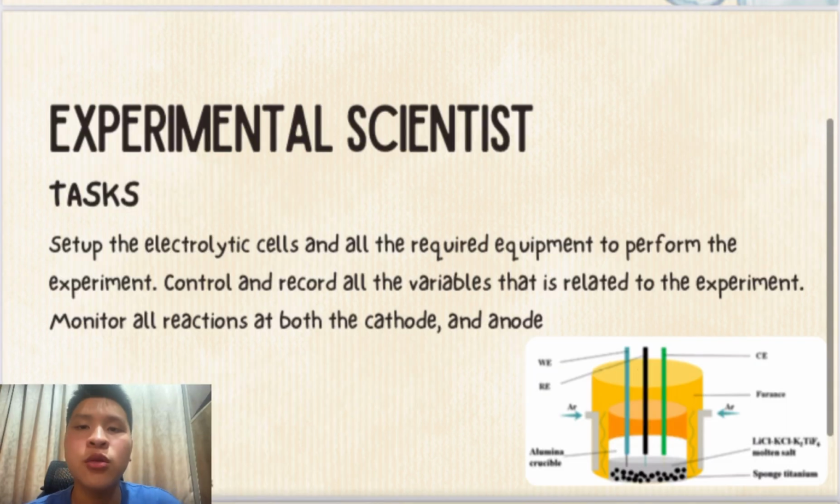So my role as an experimental scientist is hands-on and also detail-oriented. It all starts with setting up the equipment needed for the experiment, like the electrolytic cells that are shown here. This setup is critical because it forms the foundation of the entire experiment. After setting up, the next step is to carefully control and record all the variables involved. This means paying close attention to things like temperature, voltage, and time to make sure that the experiment stays consistent and reliable. Monitoring the process is another big part of this role. I need to observe the reactions happening at both the cathode and the anode, as shown in the diagram. These reactions are key to understanding the experiment outcomes.